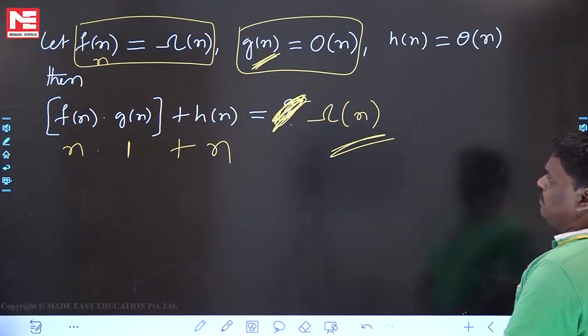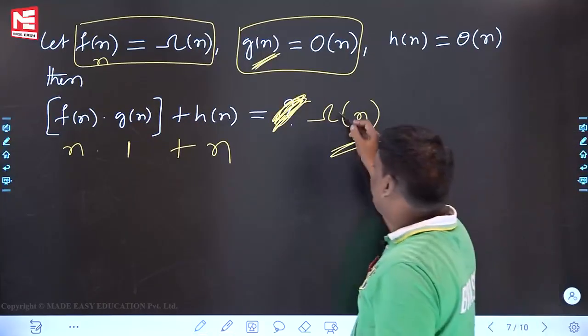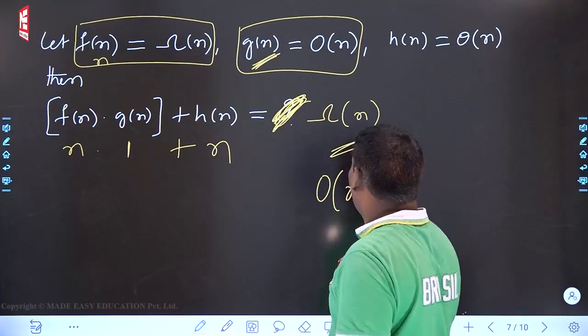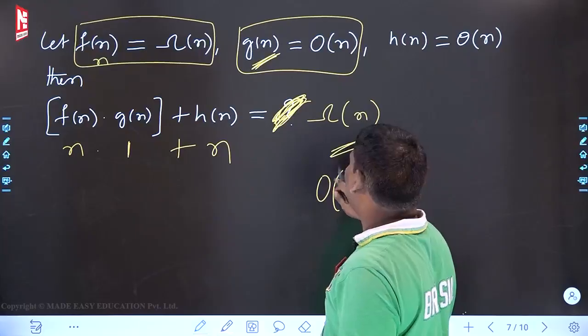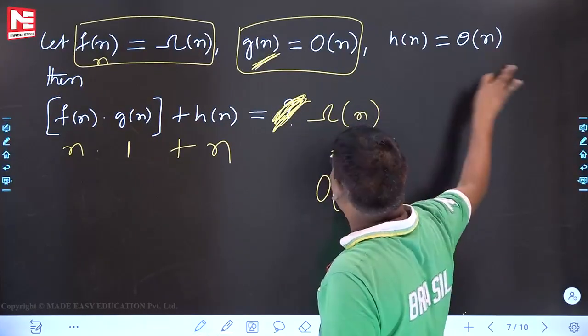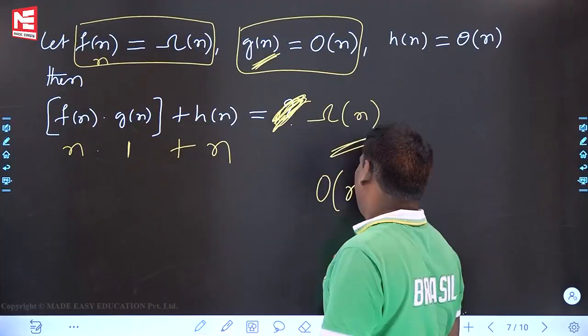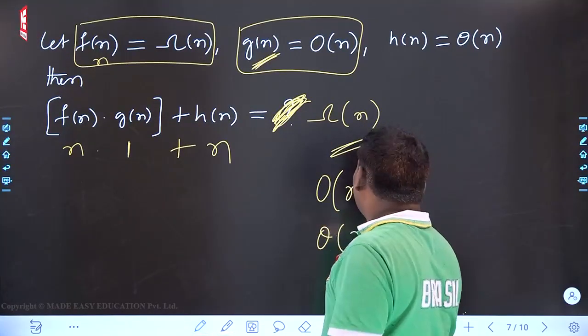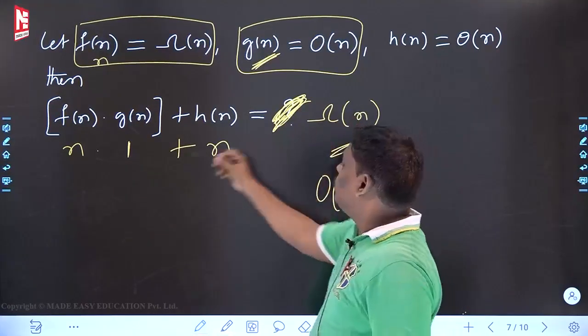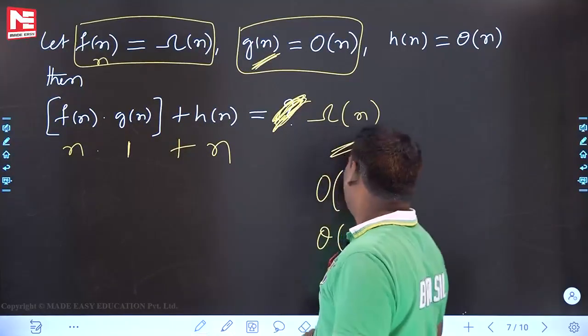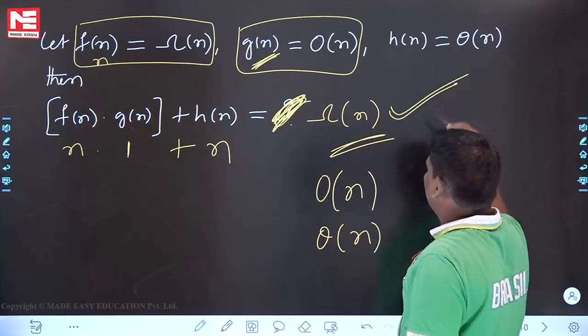Can I write this area as big O of n? If you write big O of n, what is the meaning? Comparing left and right, right will be greater. Means n. No, sometimes it may be n squared. Fail. Is there any chance of theta of n? Theta means always equal. No, this may be n squared. So, the answer is going to be this.